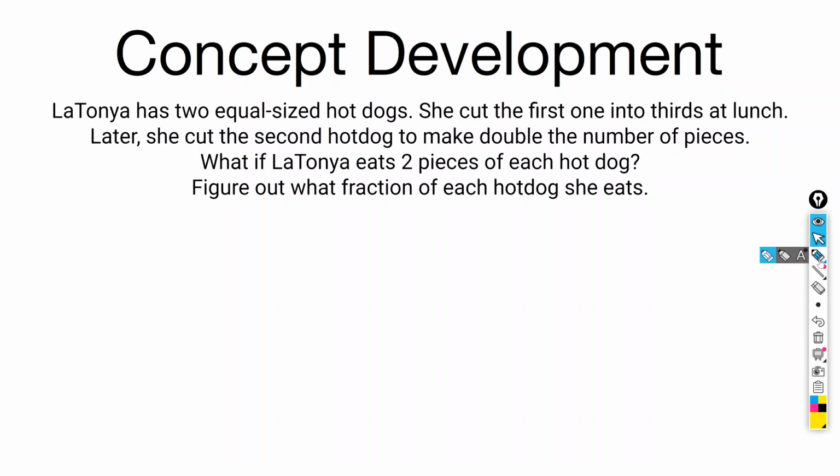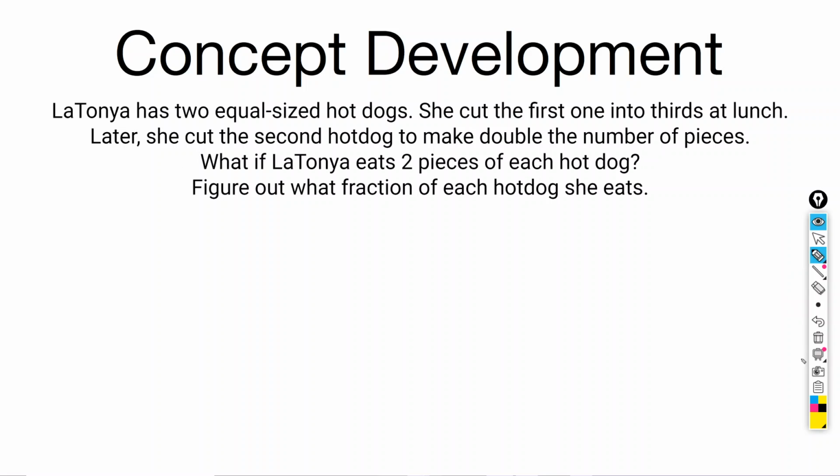First up, we have a word problem. LaTanya has 2 equal-sized hot dogs. She cut the first one into thirds at lunch. Later, she cut the second hot dog to make double the number of pieces. What if LaTanya eats 2 pieces of each hot dog? Figure out what fraction of each hot dog she eats. So we read through the entire problem, but it's a lot of information. But we always read through the entire thing so that we know what we're trying to figure out. And we are trying to figure out what fraction of each hot dog she eats.